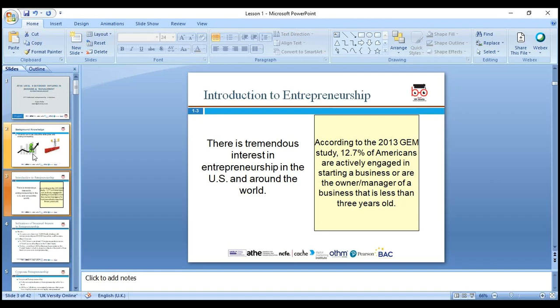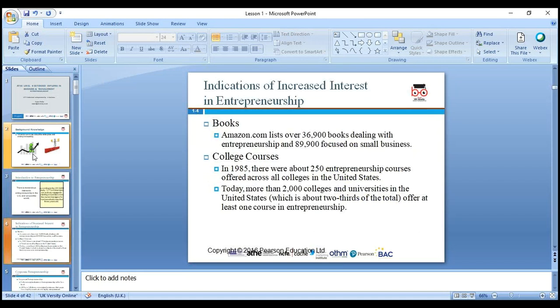Next, introduction to entrepreneurship. There is a tremendous interest in entrepreneurship in the US and around the world. Everybody really wishes to become their own boss. According to the 2013 GEM study on entrepreneurship monitoring in America, 12.7% of Americans are actively engaged in starting businesses, or are the owners or managers of a business that is less than 3 years old.